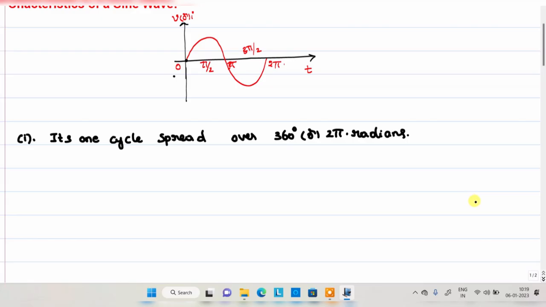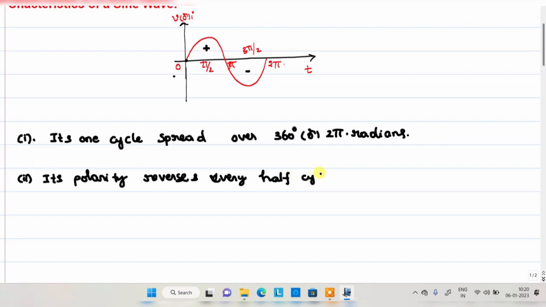Then we are moving to the second characteristic. Its polarity reverses every half cycle. Look here, this polarity is positive, this polarity is negative. That means, the second point you need to note down, its polarity reverses every half cycle, then it is called a sinusoidal waveform. That is the second case.